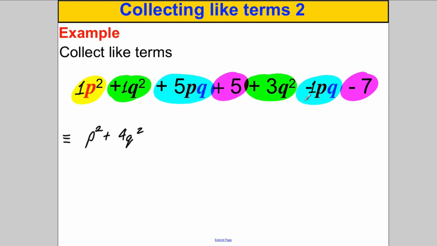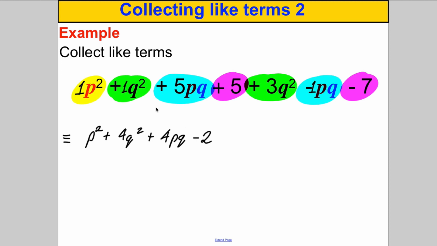Let's maybe go for the pq's next. And we've got 5pq, take away 1pq, which is positive 4pq, so we write plus 4pq. And we've got 5 take away 7 by the symmetry of subtraction, that's negative 2. So we just write negative 2 there. And we're done. That's it for that one.